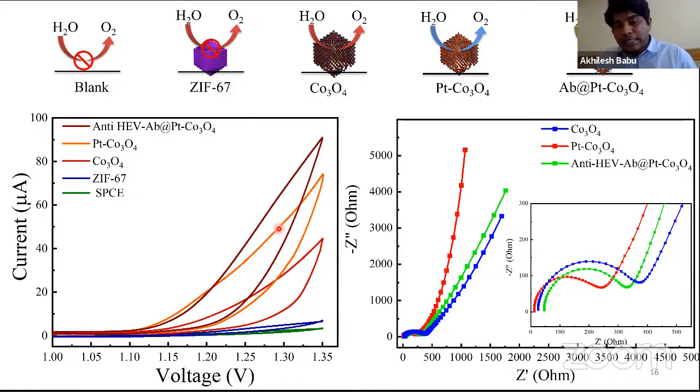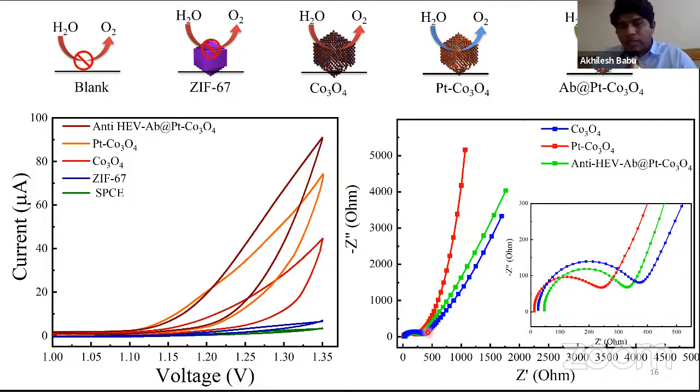Now, to further understand the mechanisms, we have done electrochemical impedance spectroscopy, EIS, the electrochemical impedance spectra, wherein we can see that for only the synthesized cobalt oxide, the charge transfer resistance was a little high, and it decreased drastically when the platinum was incorporated because of the metallic property of the platinum. So the charge transfer resistance decreased and the conductivity increased very high. However, when the antibody, anti-HEV, was conjugated to this platinum cobalt oxide for the sensing performance, the conductivity decreased a little, and the charge transfer resistance increased because of the conjugation of the biomolecules onto these nanoparticles.